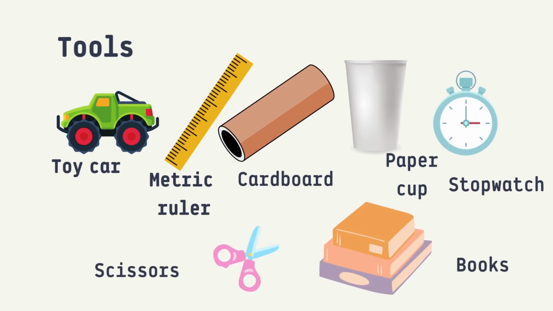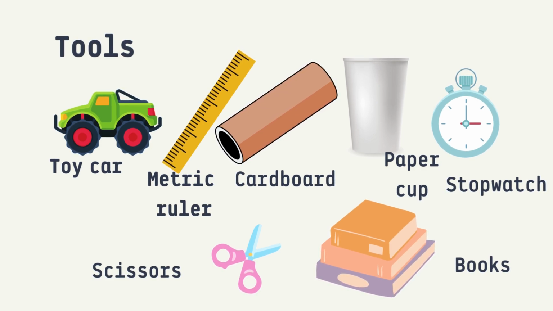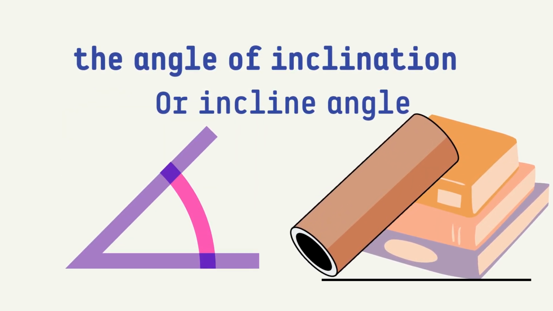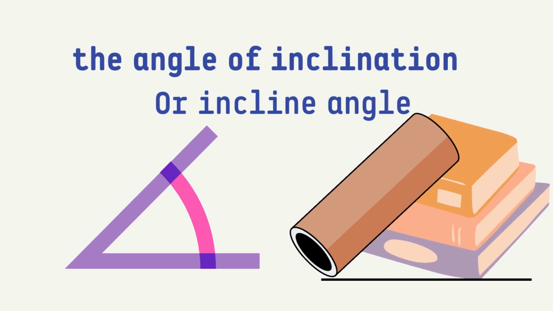We have tools here: a toy car, metric ruler, cardboard like this, paper cup, stopwatch, scissors, and books. We will make the angle of inclination by using the cardboard and the books, and we will change the angle of inclination by increasing the number of books, as we start by putting 2 books. So we have a small inclination angle, and by increasing the books, we will make a larger inclination angle.